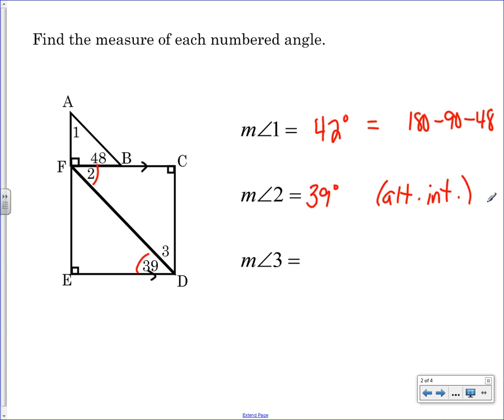All right, somebody new. What'd you get for angle 3? Ryan? Mm-hmm. How'd you get that? Okay. You mean like this one here? Okay.